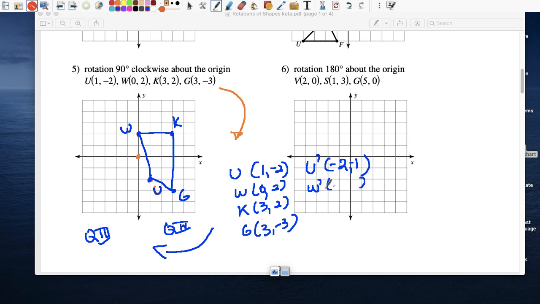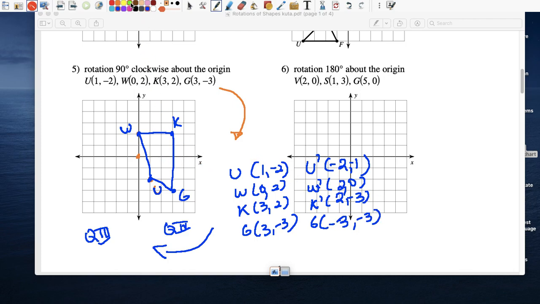W is going to go from this axis, the y-axis here, to the x-axis. So switch the positions, and it just becomes 2 and 0. Point K prime is going to go from quadrant 1 to quadrant 4. So switch the positions once, it becomes 2 and 3, but in quadrant 4, the y-coordinate is negative. And then G is going to go from quadrant 4, right here, to quadrant 3. And it's the same number, 3 and 3, but in quadrant 3, everybody's negative. So those are my final locations.